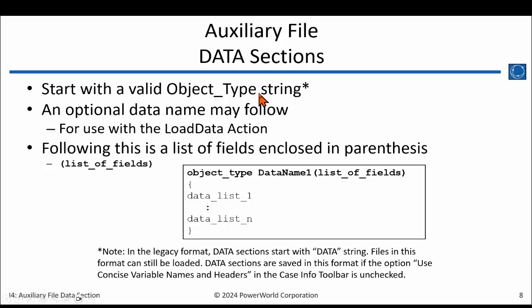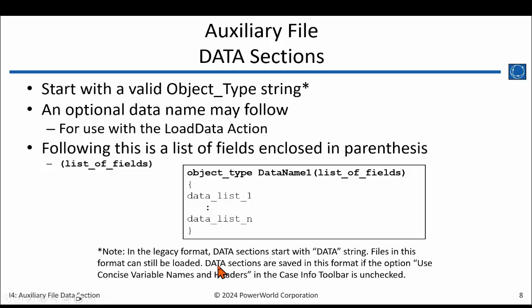And the next slide describes some properties of the data section. It's usually going to start with, again, an object type like we just explained. Name is optional, and then a list of fields, and then the data occurs inside the curly braces. There is an older format that we have where the first string up here on this top line would be the word data. And that's a legacy format.